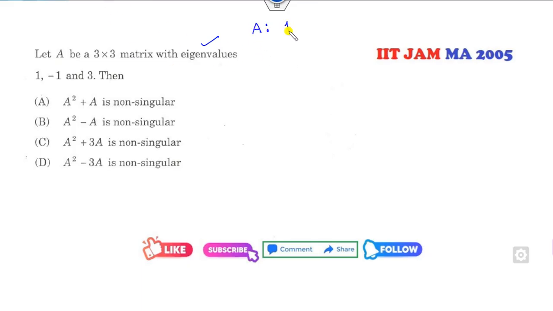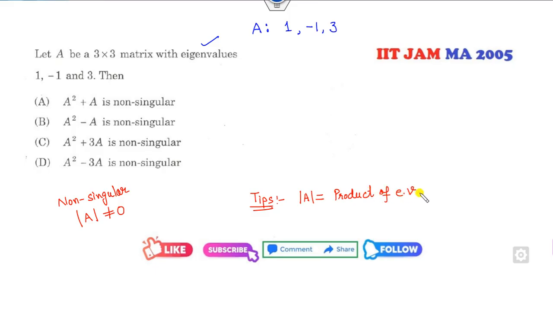A has the eigenvalues 1, -1 and 3. Then your target is to prove which option is non-singular. So what is the definition of non-singular? Matrix A is non-singular when the determinant is non-zero. Always remember the only two tips I will give you, and based on them I can solve each problem. The determinant of any matrix is equal to the product of the eigenvalues, and the trace of the matrix is the sum of the eigenvalues.